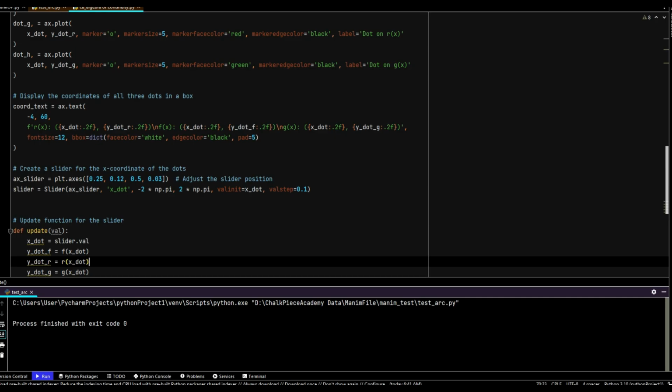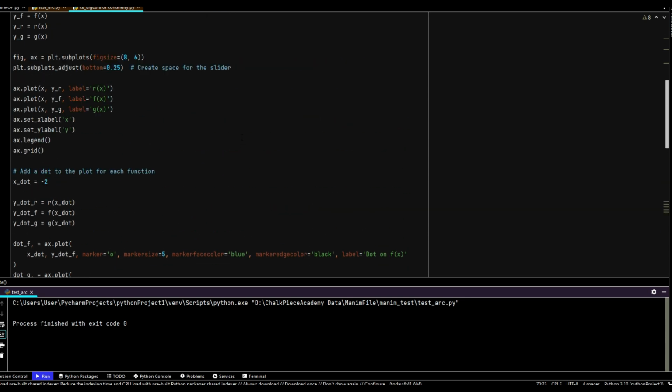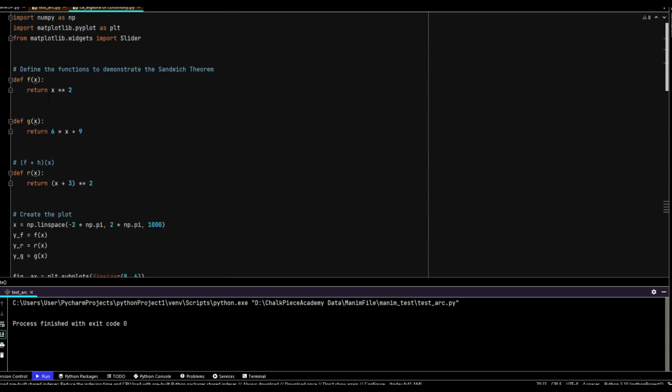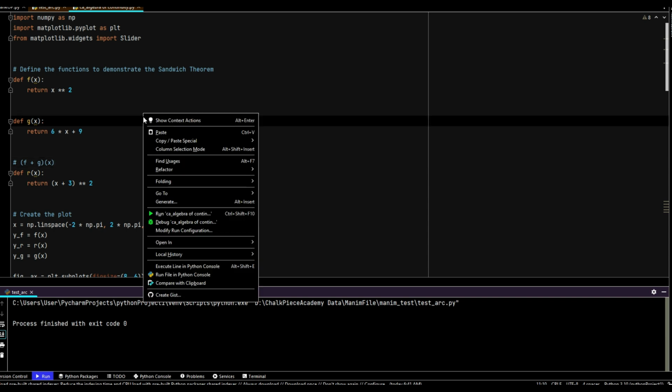Let me give an example. I have two functions which are continuous by default. This you can agree: x square, it's a continuous function; 2x plus 9, a continuous function. The resultant of these two functions, denoted by r of x, can be simplified as x plus 3 the whole square. Even that will be a continuous function at any point.